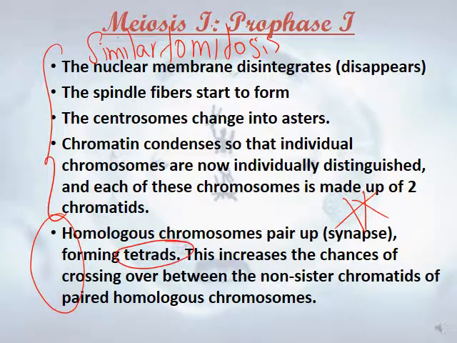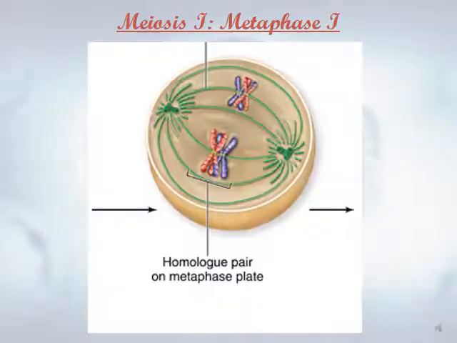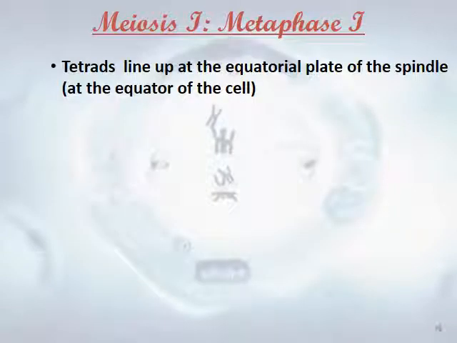We have the tetrads. So this is the metaphase 1 of meiosis 1. Okay, the formation of the tetrads. Let's move now to metaphase 1. What happens during metaphase 1? We don't have chromosomes lining up, we have tetrads. They line up at the equatorial plate of the spindle fiber, at the equator of the cell.